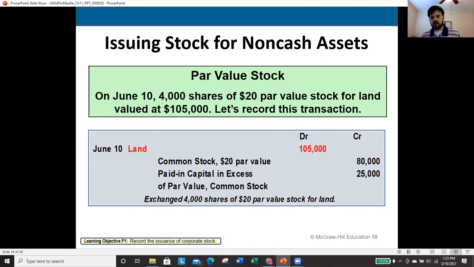So that $25,000 difference, right? 20 times 4 is 80. 105 minus 80 is 25. That's this 25 that I'm talking about. Must be in excess of par value. So instead of debiting cash, I simply debit whatever I received, in this case, the land for $105,000. I credit common stock for the $80,000, and I'll come in and credit paid-in capital in excess of par value for common stock for that $25,000.